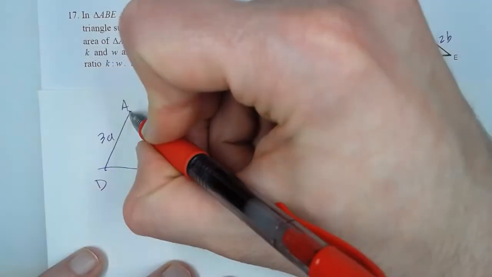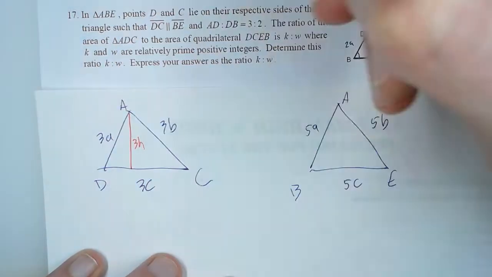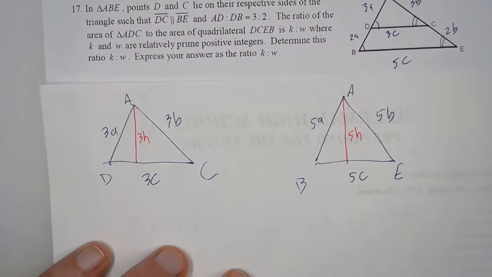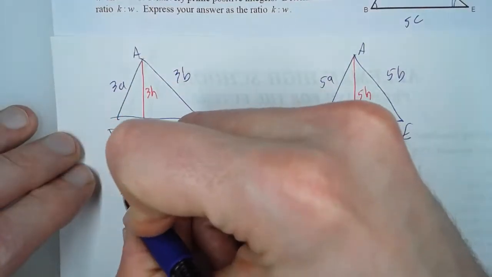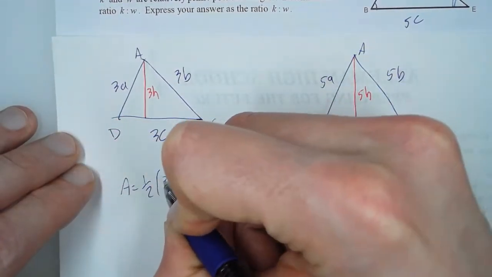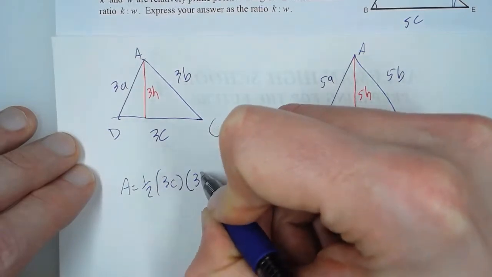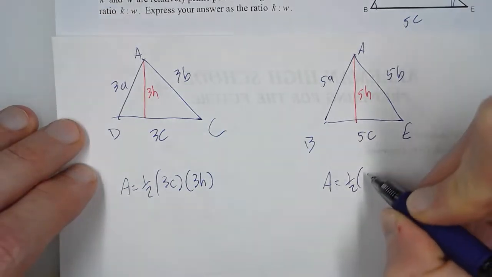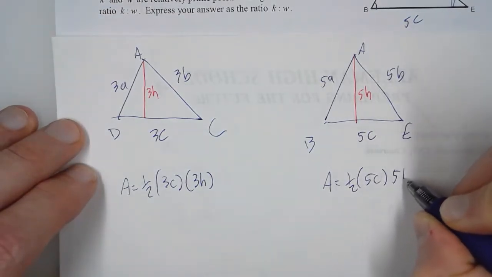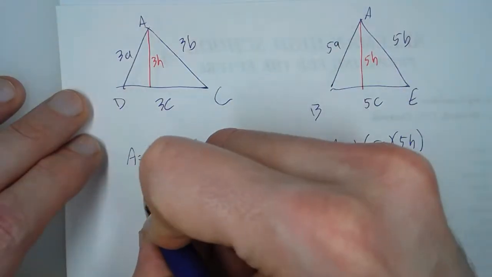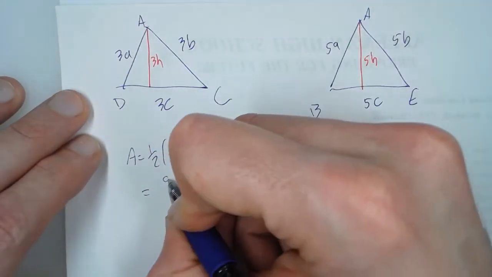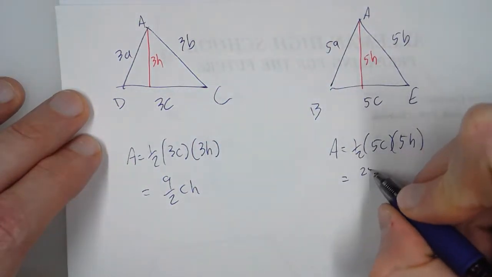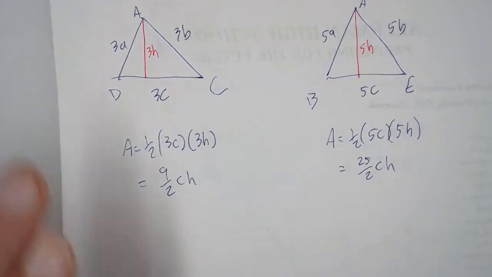Now, this height we'll call 3H, and this height we'll call 5H, because they're going to keep the same proportions. So if I want the area of this triangle, it's going to be 1/2 the base, 3C, times the height, 3H. Over here, it's going to be 1/2 the base, 5C, times the height, 5H. So what we have is 1/2 times 3 times 3 is 9/2 CH. 1/2 times 5 times 5 is 25/2 CH.